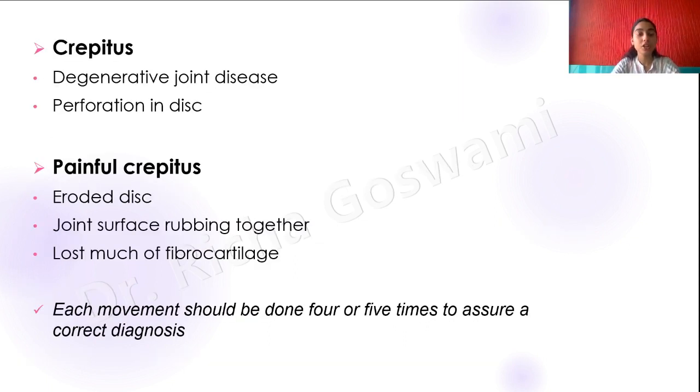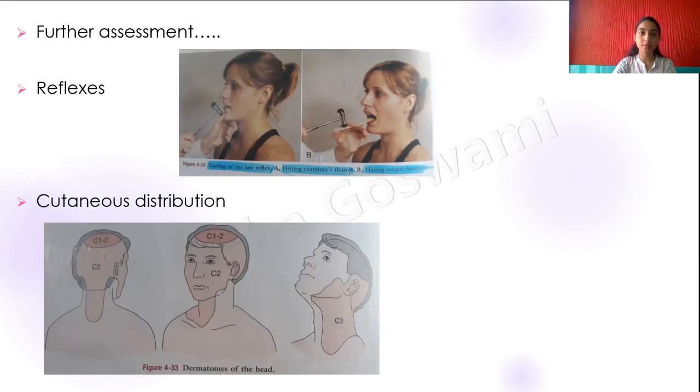If crepitus is heard during auscultation, then it is indicative of degenerative joint disease and perforation in the disc. If it is associated with pain, that is indicative of an eroded disc, joint surfaces rubbing together, or loss of much of the fibrocartilage. So painful crepitus occurs when the problem is more chronic or severe. Each movement should be done 4 or 5 times to assure a correct diagnosis.